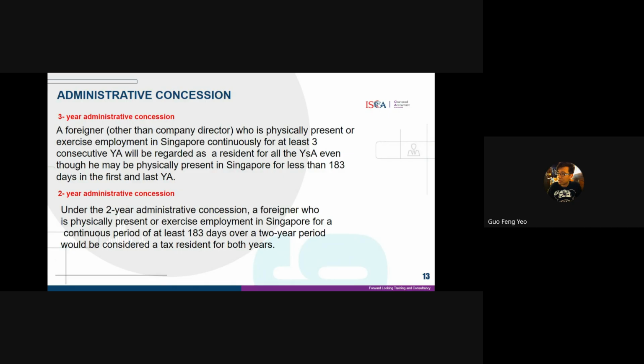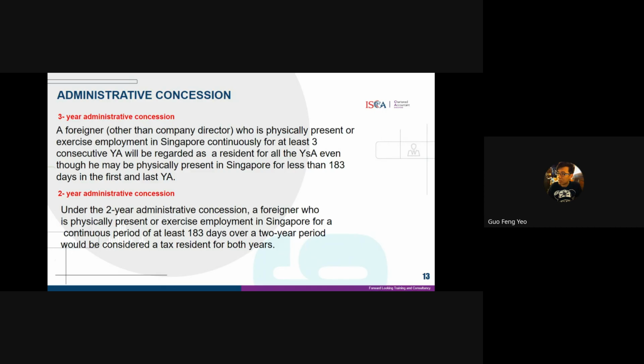This is because many individuals may face difficulty understanding both the qualitative and quantitative rule, and at times the quantitative rule may not be practical, especially when someone starts employment late in the year but intends to be employed in Singapore over a long period.